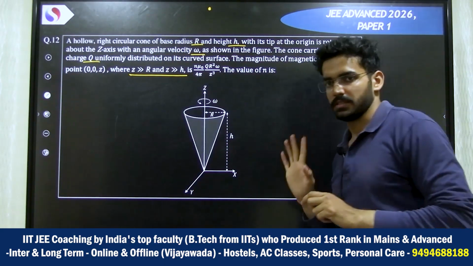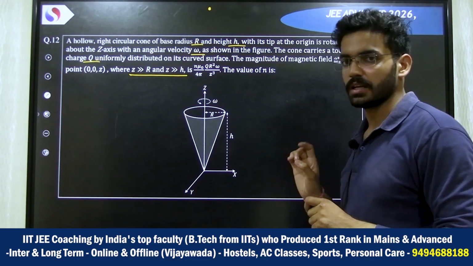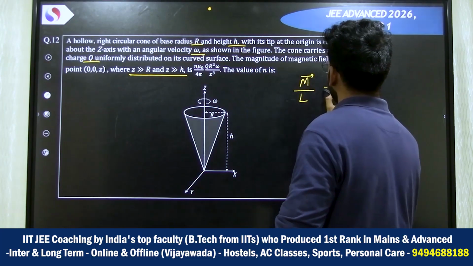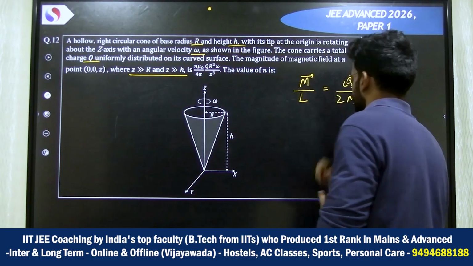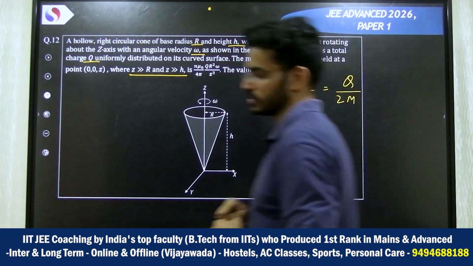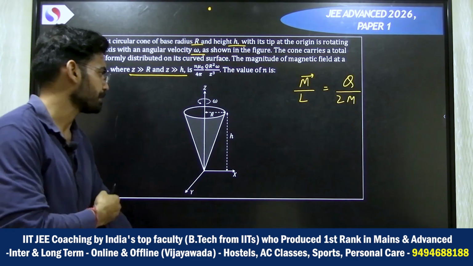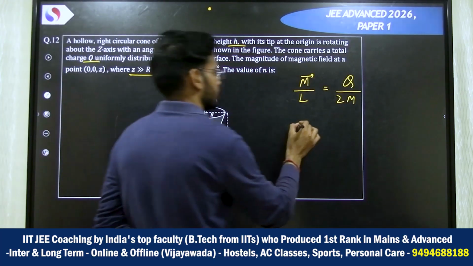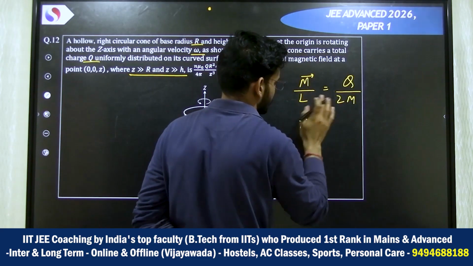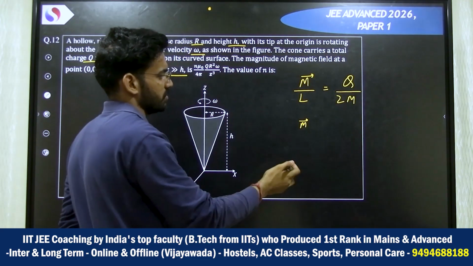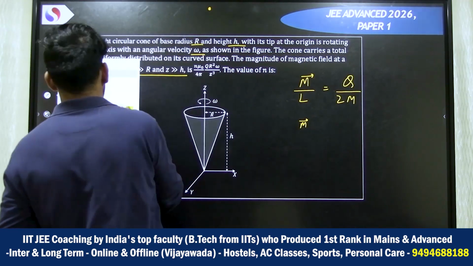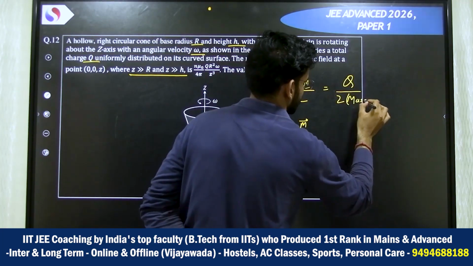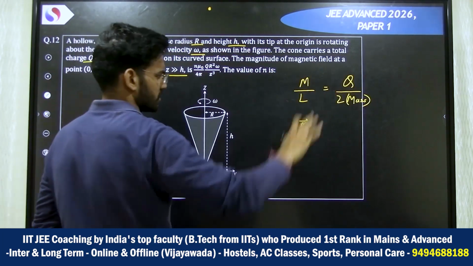A similar kind of question came last year, where we had to find the magnetic moment. If you remember, we solve it like this: magnetic moment divided by L equals Q by 2 times mass. This was the formula used. We are not calculating the vector, just the magnitude. The direction is decided by how it is rotating, and with what angular velocity. So write it not as a vector, but as capital M or small m, your wish.